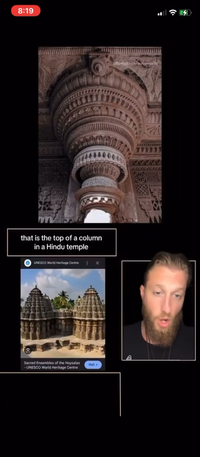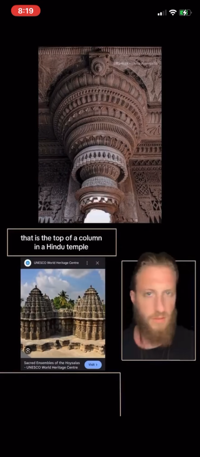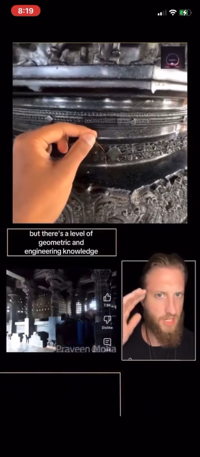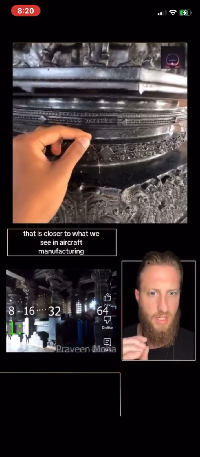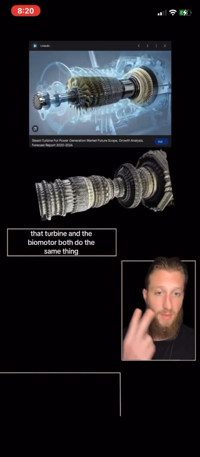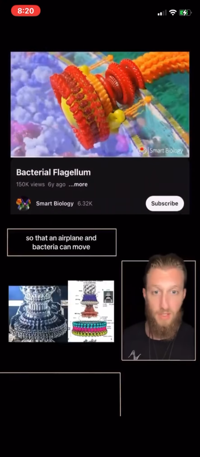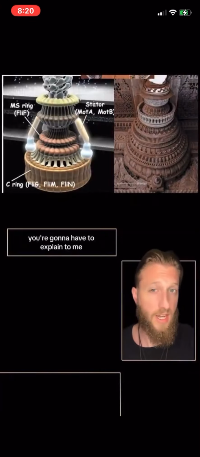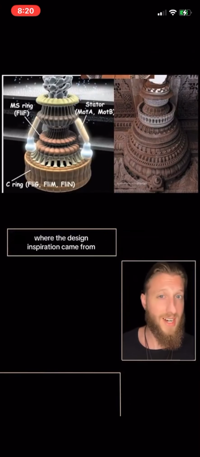That is the top of a column in a Hindu temple. The level of detail and craftsmanship is one thing, but there's a level of geometric and engineering knowledge that is closer to what we see in aircraft manufacturing. That turbine and the biomotor both do the same thing, so that an airplane and bacteria can move. If this isn't depicting the same thing, you're gonna have to explain to me where the design inspiration came from.